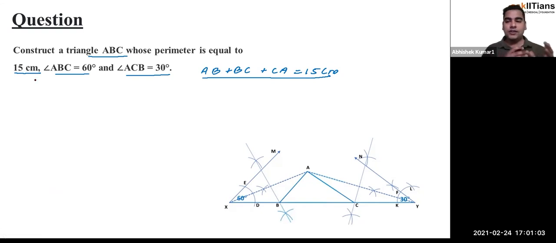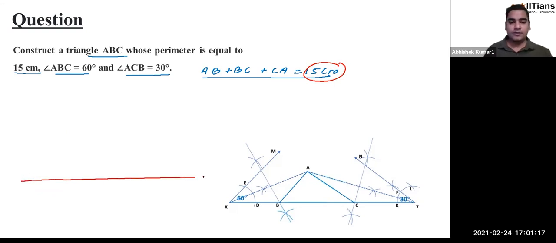So as mentioned in the last slide, what you have to do first, you have to draw a line segment whose length is equal to the perimeter which is provided to you. That's equal to 15 centimeter. So let's say this is what the line segment is, XY. And I'm assuming the length of XY is equal to 15 centimeter. Understood? Now, what else are we provided?